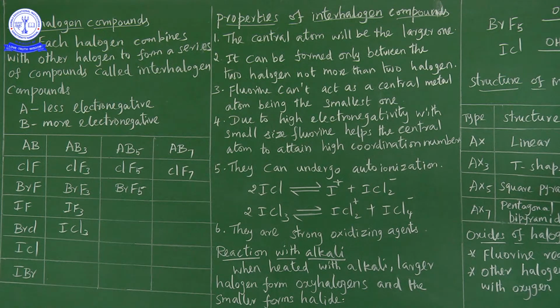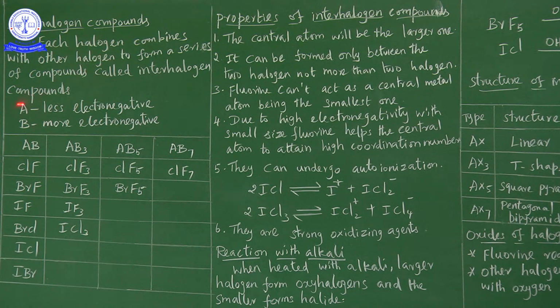So each halogen combines with the other halogen to form a series of compounds called interhalogen compounds. That means one of the halogens reacts with the other halogen, it forms the series of compounds. So a number of compounds are formed by the combination of one halogen with another halogen. We get interhalogen compounds. That means the interhalogen compounds contain only two halogens. So interhalogen compounds la enna element mattum present aayirukkum, only two halogens are present.